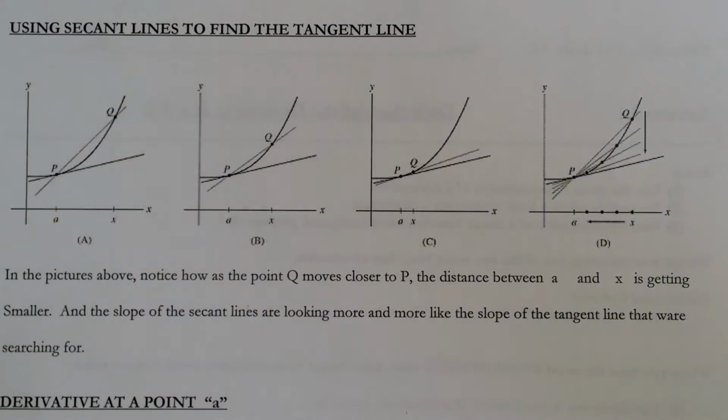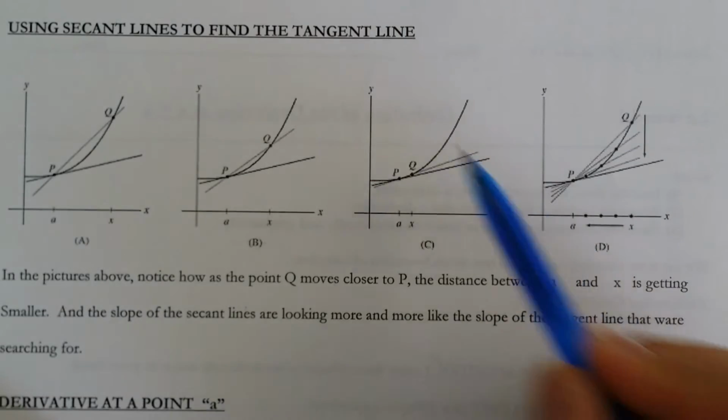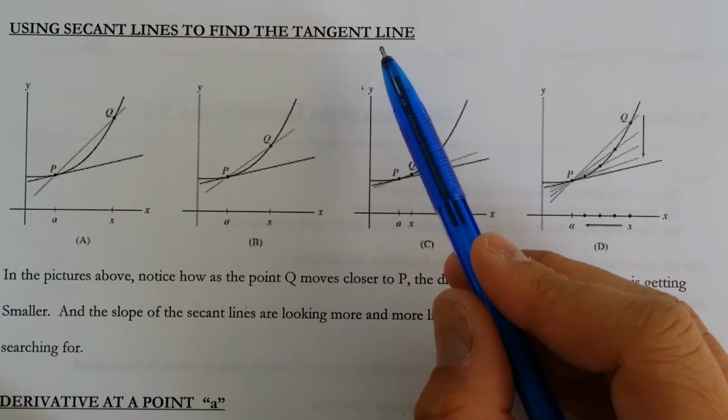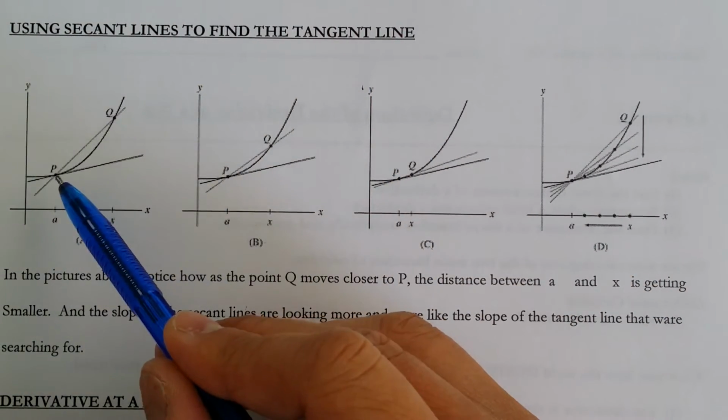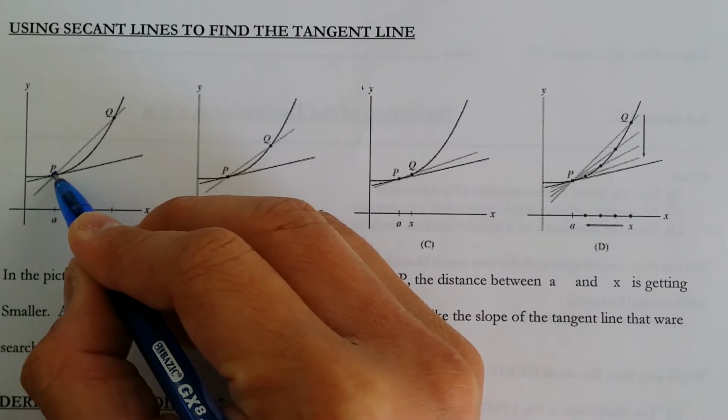Alright guys, part 2. Using the secant line to find the tangent line. Well, in part 1, I kind of gave you an idea of what we're trying to do here. We want to find the tangent line. In order to find the tangent line, we have to start off by picking our first point where we want our tangent line to lie.